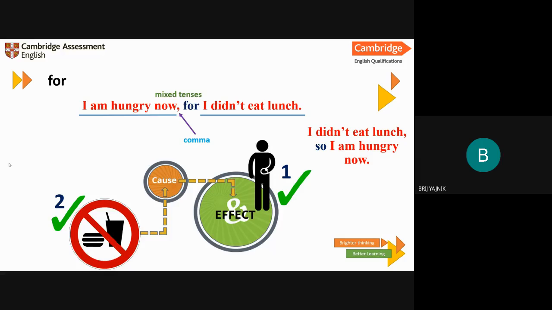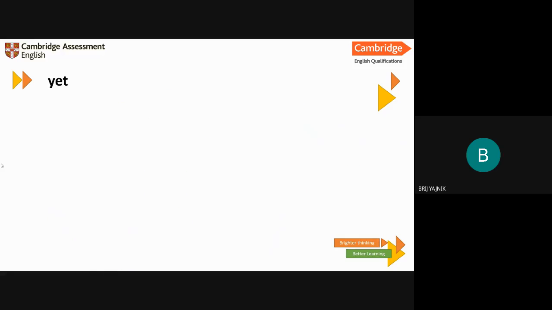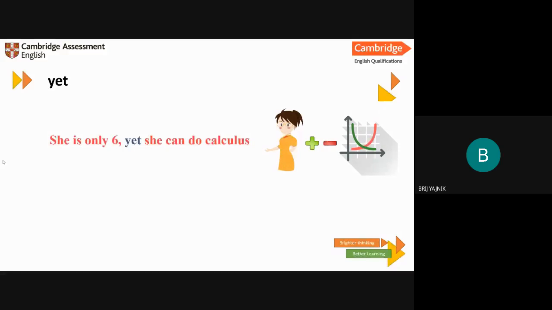Okay, let's go next. Let's look at the word yet. Now, let me tell you, yet is equal to but. There is no difference. Literally, there is no difference. But let's look at the sentence structure. She's only 6, yet she can do calculus. So that's the contrast. Of course, on both sides, complete ideas, and that's why there's a comma.